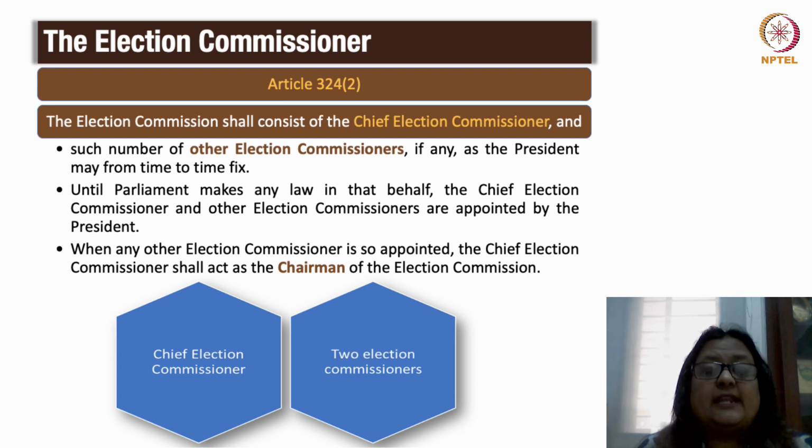When any other election commissioner is so appointed, the Chief Election Commissioner shall act as the chairman of the Election Commission. For example, the Election Commission of India now has one Chief Election Commissioner and two other election commissioners. So, the Chief Election Commissioner acts as the chairman and two other election commissioners are the election commissioners. So, these form the framework for the election commissioners under Article 324.